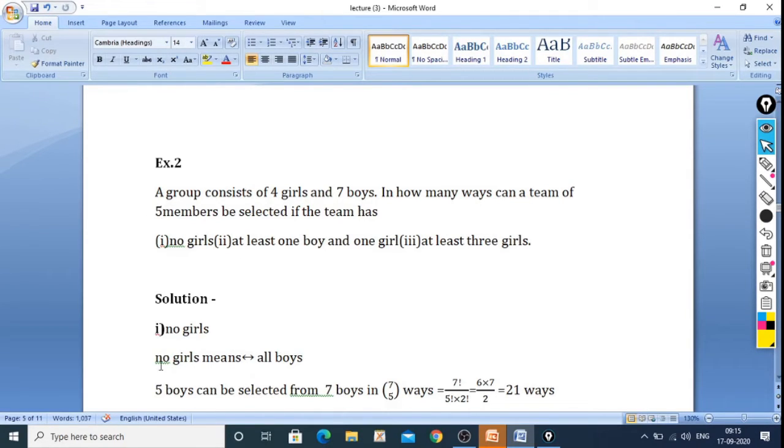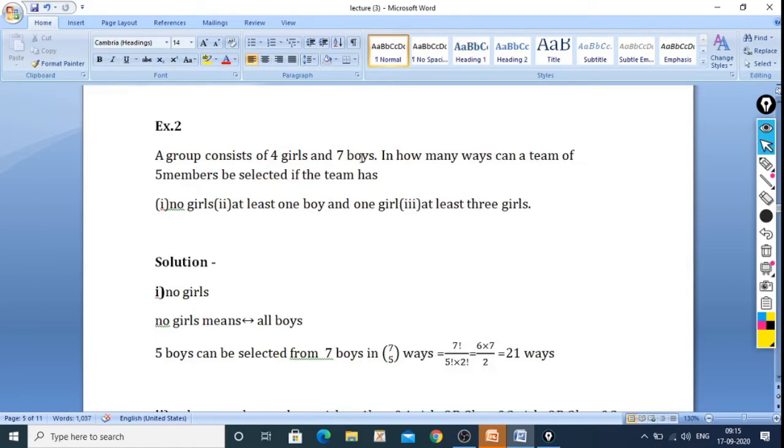So n we require here 5. So 5 boys can be selected. How many boys are in the team? That means in the population 7. So 5 boys can be selected from 7 boys in 7CR, so r is equal to 5. So 7C5 ways. Use the formula 7 factorial upon 5 factorial, 7 minus 5, that is 2 factorial. Up to 5 factorial it will get cancelled. So after 5 remains 6 and 7. So 6 into 7 divided by this 2. So 6 7s are 42 divided by 2, that is 21 ways.